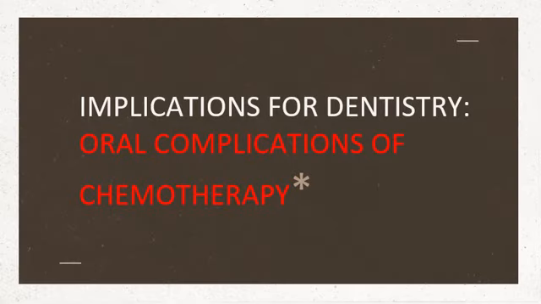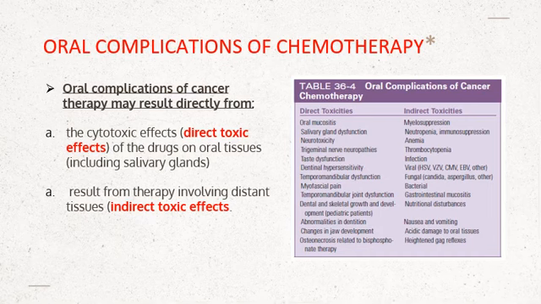For the implications for dentistry, you have the different oral complications of chemotherapy. As previously discussed, the most common side effects of our chemo drugs in relation to your field will be the different oral complications. The oral complications of cancer therapy may result directly from the cytotoxic effects, the direct toxic effects of the drug on the oral tissues, including your salivary glands, or may result from therapy involving distant tissues.